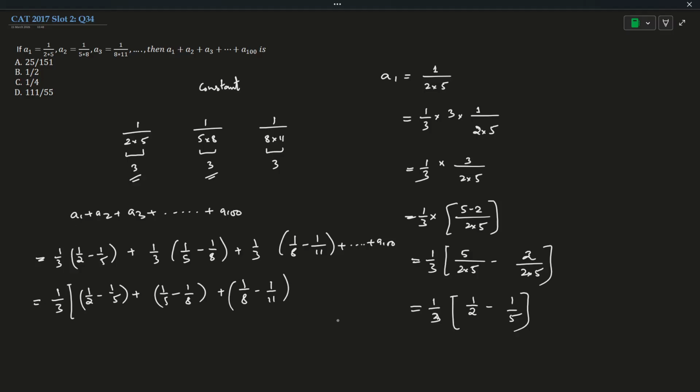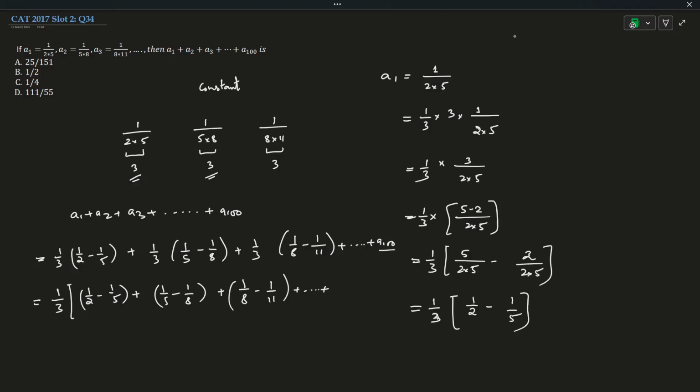Now guys, the main motive was to express each term as a summation or difference of two terms. And now you can see minus 1 by 5 and plus 1 by 5 will get cancelled, minus 1 by 8 and plus 1 by 8 will get cancelled. Similarly, all the terms will get cancelled except the first term and the last term. Now I need to find a100 to calculate the last term, right?